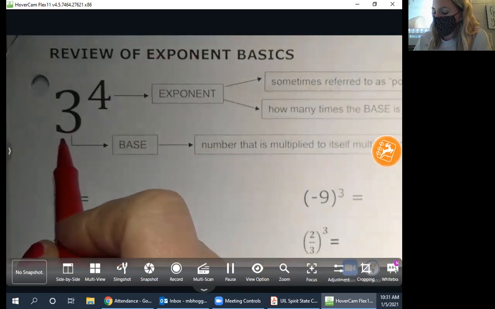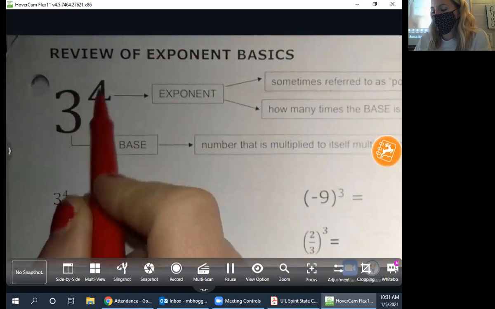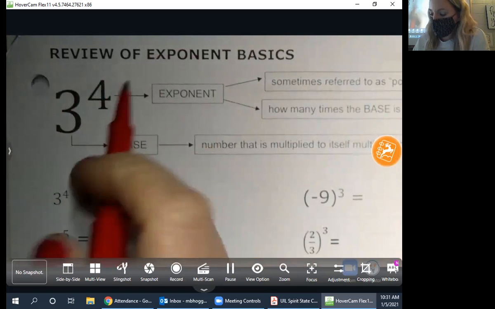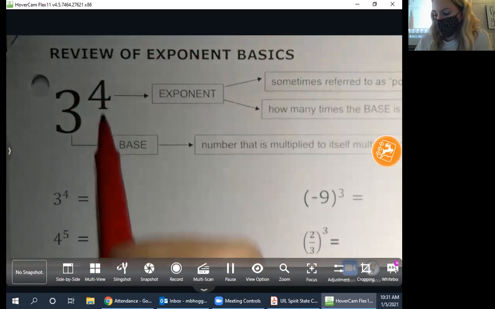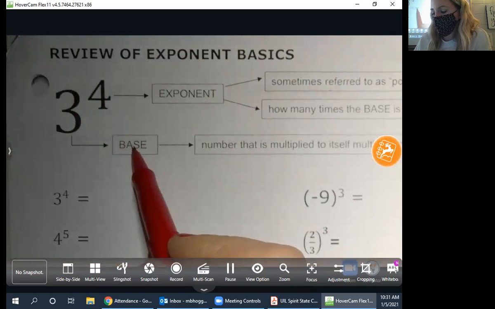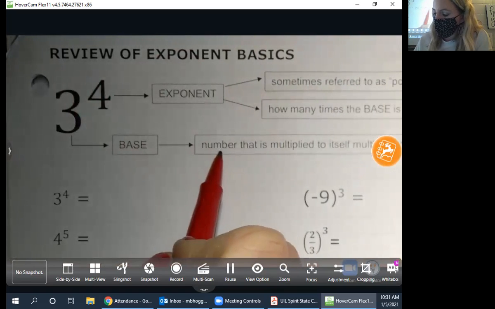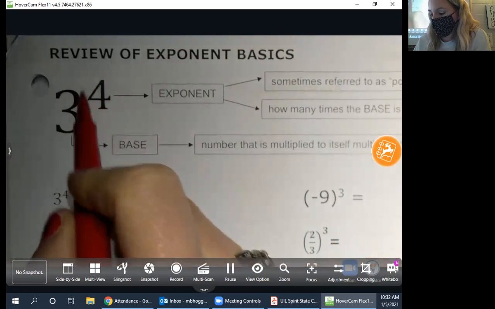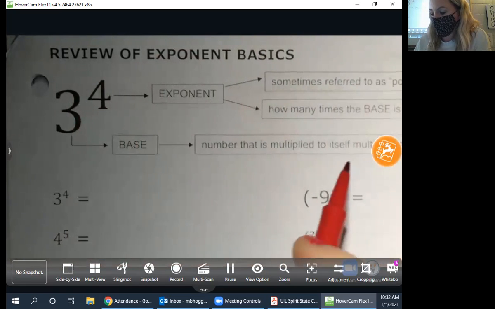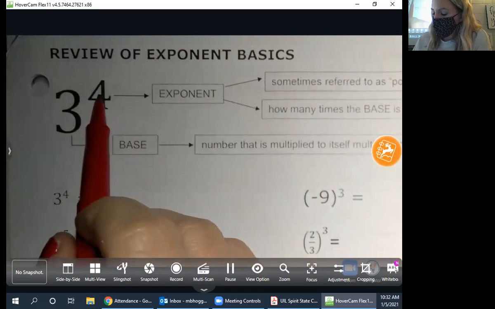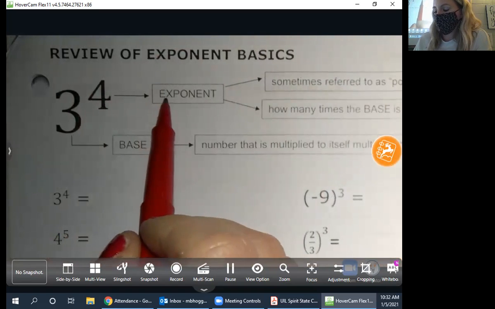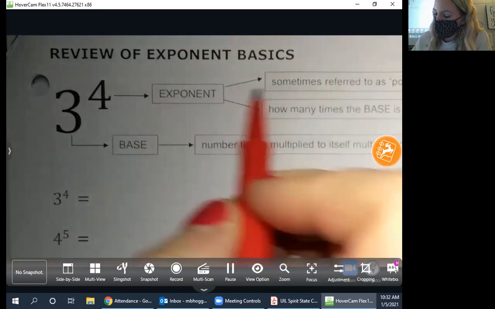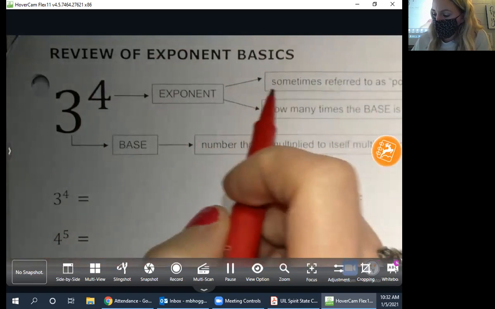So you guys have seen a number like this where you have a big number and then a little number that's raised. Well, if you don't know already, the big number in the front is your base. That's the number that's multiplied by itself the number of times from the exponent. Okay. The little number that's raised is the exponent. So that's 3 times 3 times 3 times 3.